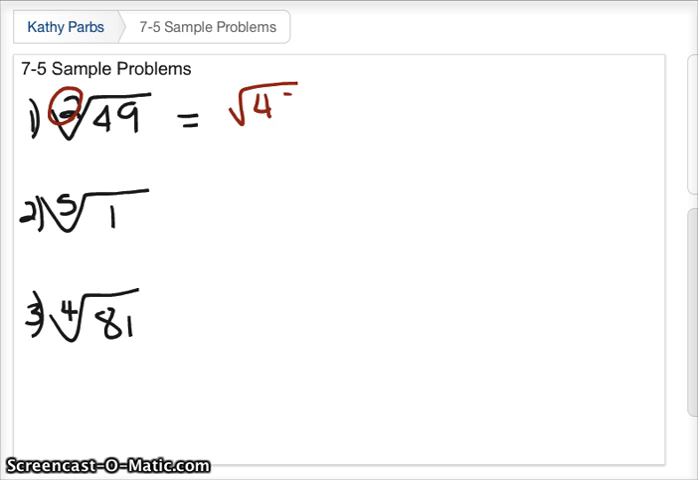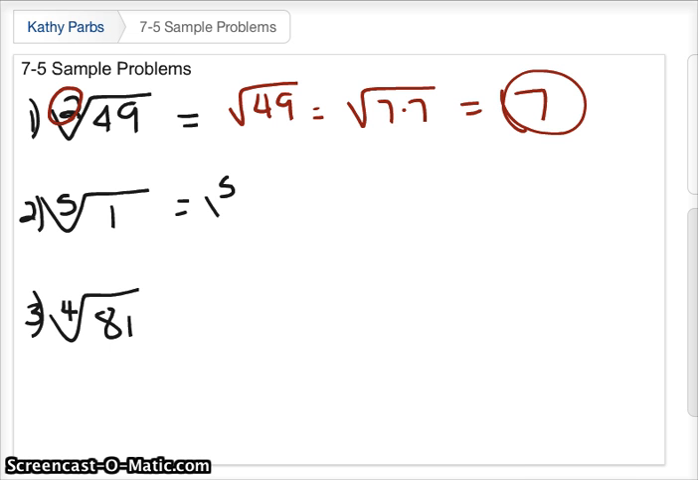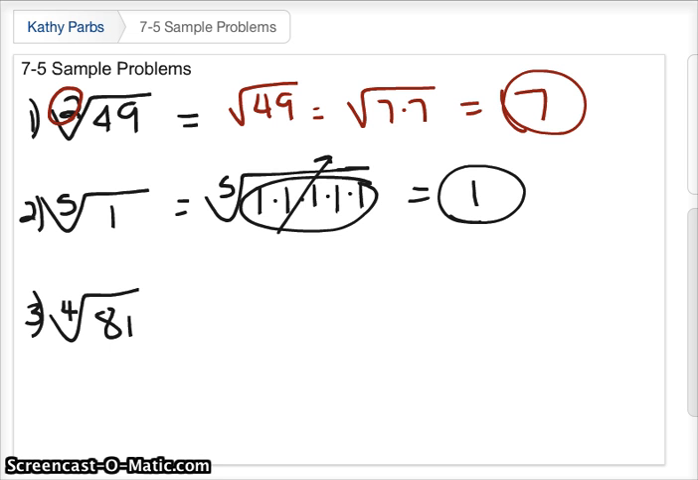So the square root of 49, since 49 is 7 times 7, would be 7. In the next example, you want the fifth root of 1. Well, since we can multiply 1 times itself as many times as we want, and it still equals 1, the answer to this would be 1.